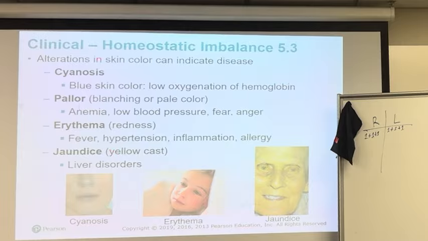So what does the color of the skin tell you about your body? Okay, if you have cyanosis, which is blue skin color, it means low oxygenation of the hemoglobin. Paler, blanching or pale color indicates anemia, low blood pressure, fear and anger. Erythema, redness, indicates fever, hypertension, inflammation, allergy. And what about jaundice, liver disorder? You are going to see a yellow cast.